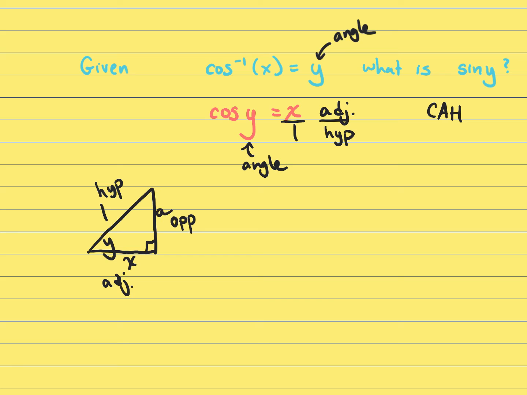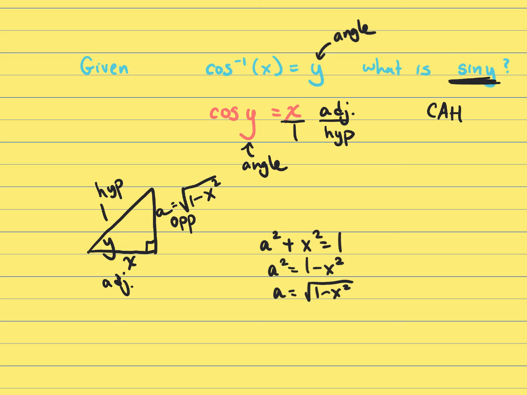We'll call this a just for now. So we know a squared plus x squared equals 1 squared. So a squared equals 1 minus x squared. So a equals the square root of 1 minus x squared. We always want to express our triangle in at most one variable. So now I can do everything I need with this triangle.